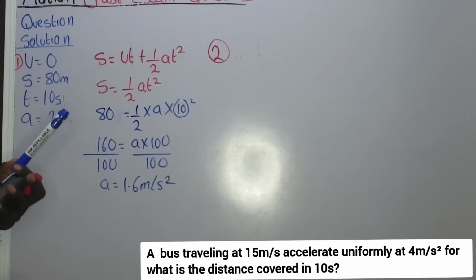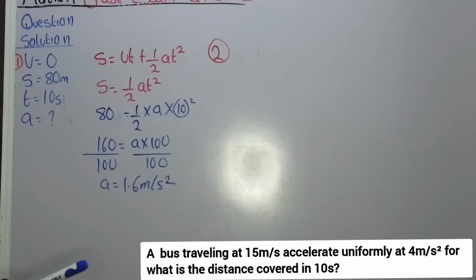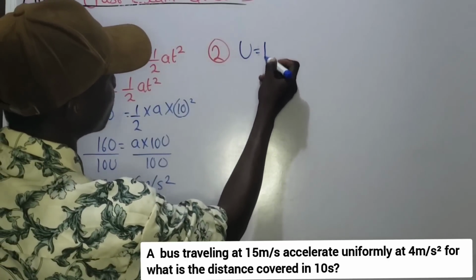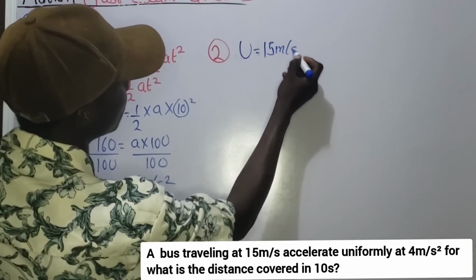We are told that a bus is traveling at 15 meters per second. Here, the initial velocity of that bus is what? 15. You understand? Because the bus is moving. We are not told that it starts from rest. It is already traveling at a particular velocity, which is 15 meters per second. So here, u equals 15 meters per second.